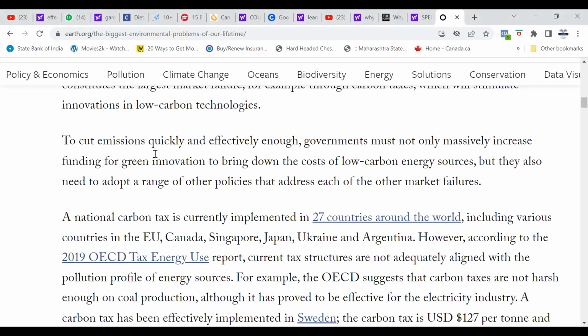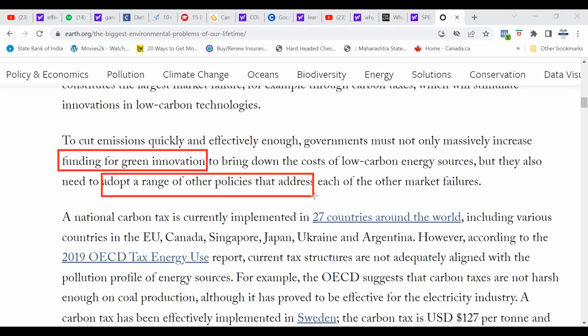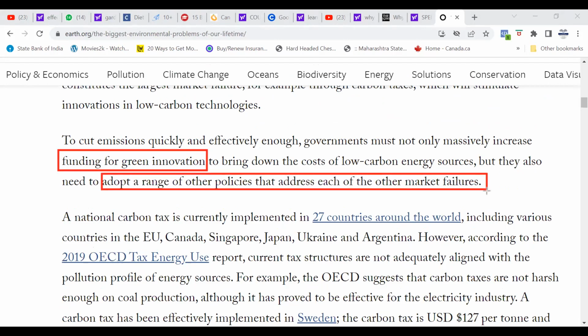But then poor governance, low carbon innovation. Can you see this? What will the government do? They'll just fund green innovation. They should have infrastructure for electric vehicle charging and all. What else can they do? They have to adopt a range of policies that address each of the other market failures. Wherever there's a problem, they have to adopt some policies and do something about it. That's the task of the government.